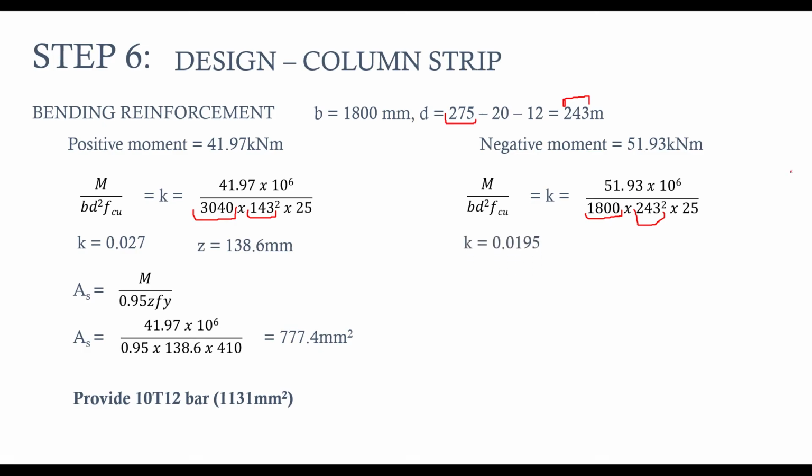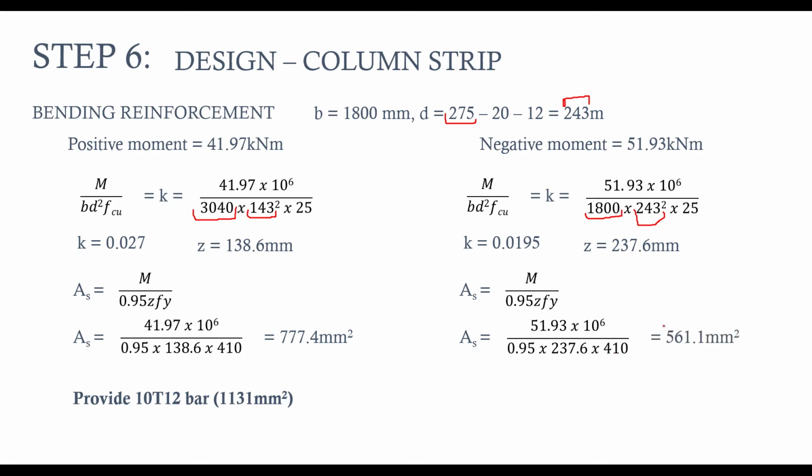So you calculate your K, then you calculate your lever arm. Then from there, you calculate the area of reinforcement required by substituting the value of your moment, the value of your lever arm, and the strength of reinforcement. So you are going to get 561 millimeter square. So you can also provide 6 number of 12 mm bar for the slab.